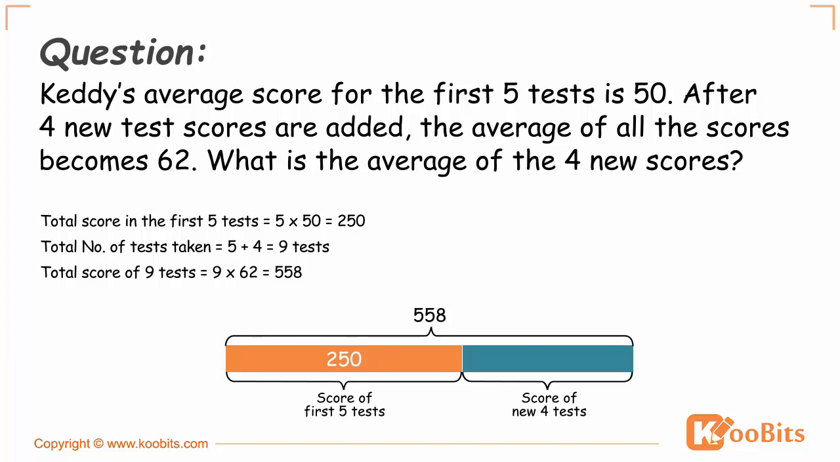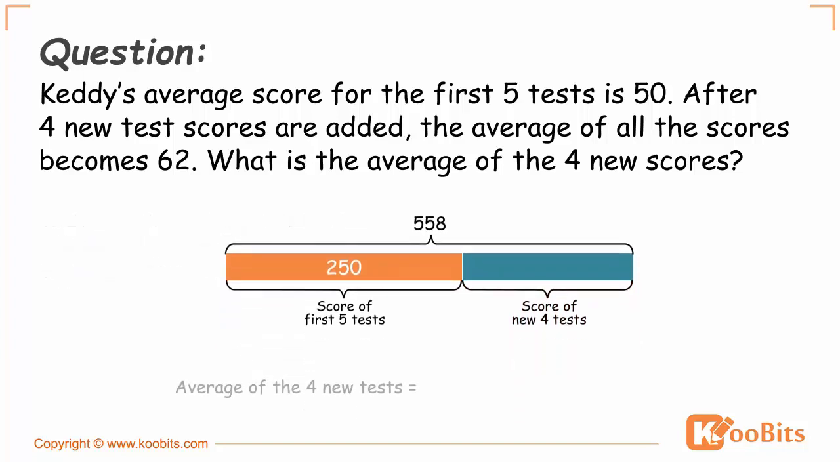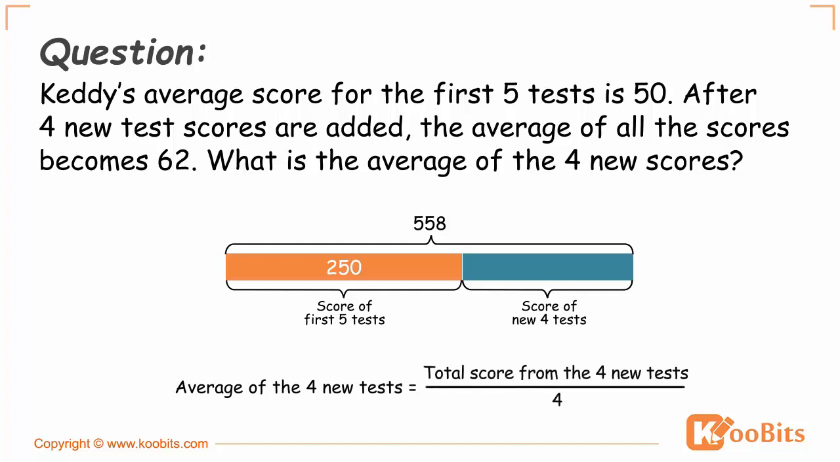Look closely at the diagram. Can you see that the 2 parts make one whole? We know the whole, 558, and we know one part, 250. So, we can find the other part, which represents the total score for the 4 new tests. The average of the 4 new tests is equal to the total score from the 4 new tests, divided by 4. Do you understand? Great, let's move on to the calculation.